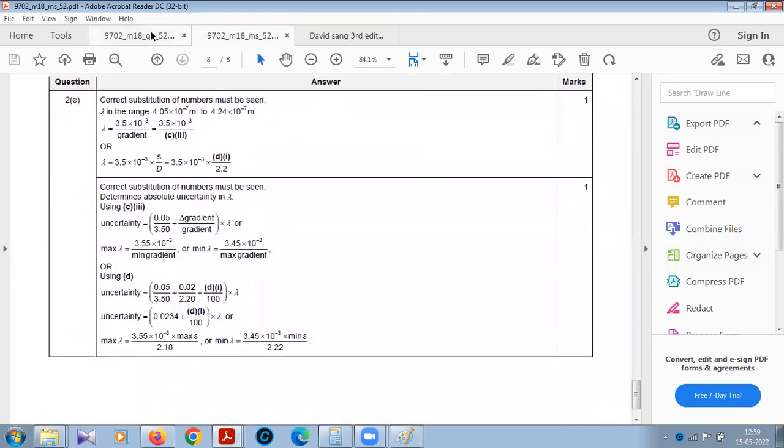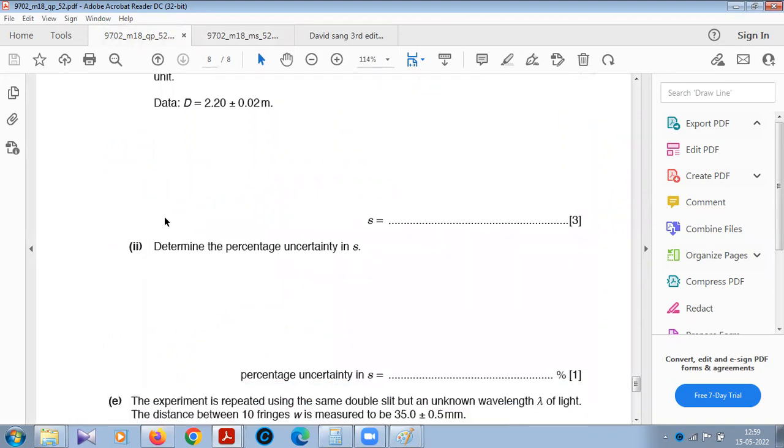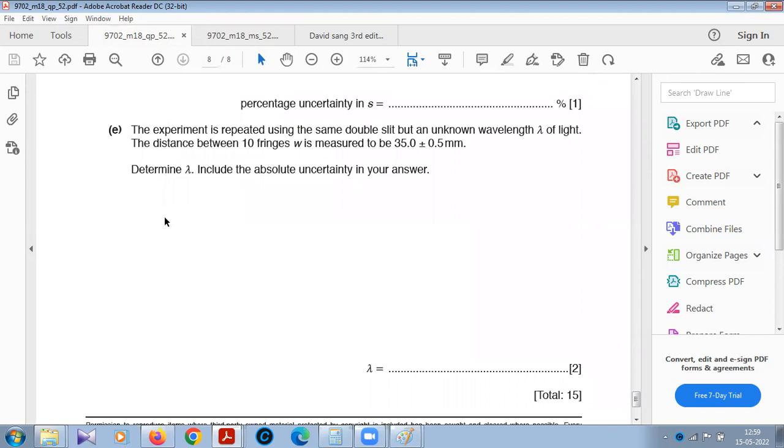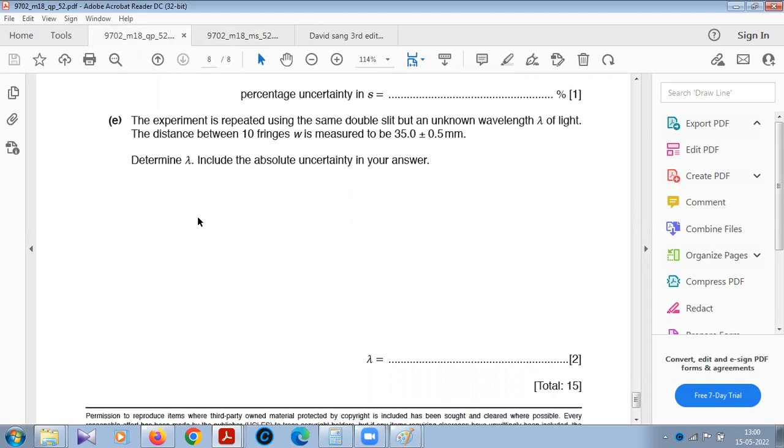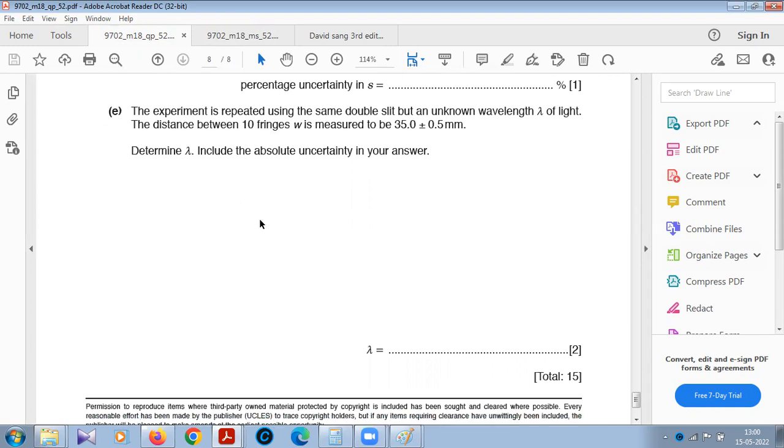Then there is the last part of the question. The experiment is repeated using the same double slit, so we take the same values of S and capital D, but an unknown wavelength. The distance between the fringes is given as 35 plus minus 0.5 m. We can divide it by 10 to find the value of P. Now we have to determine lambda, and the absolute uncertainty also.